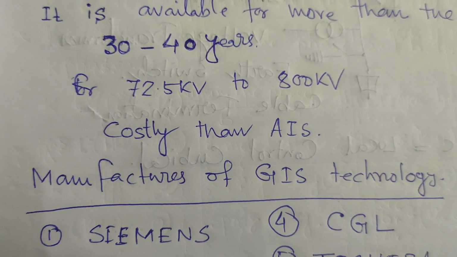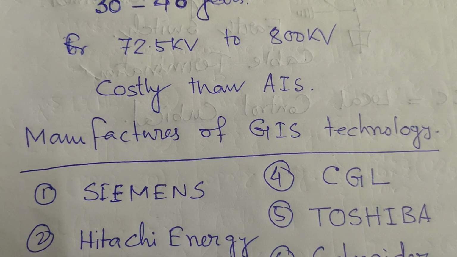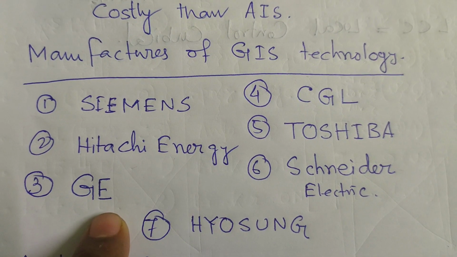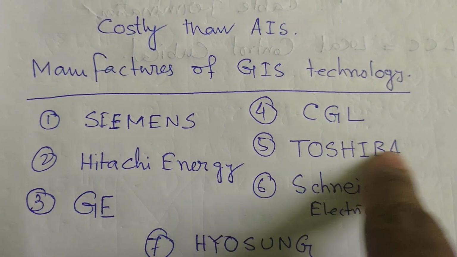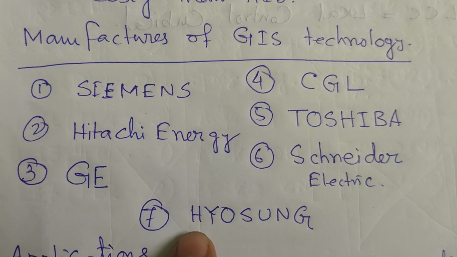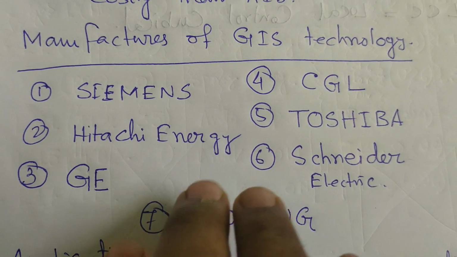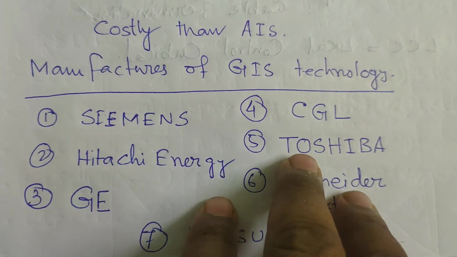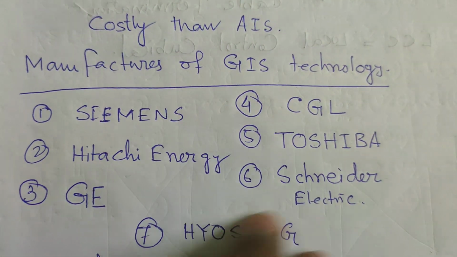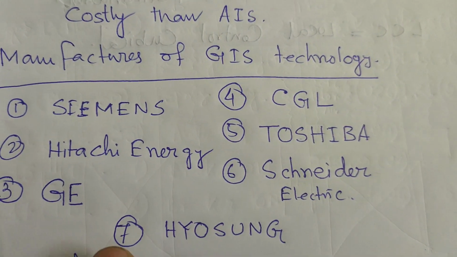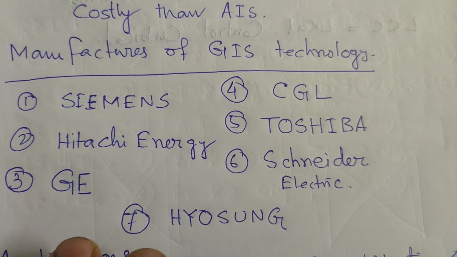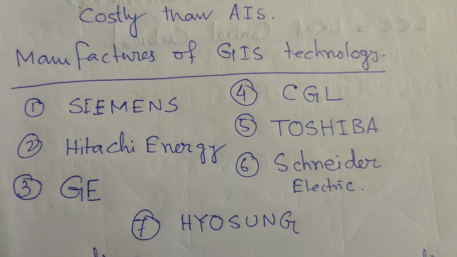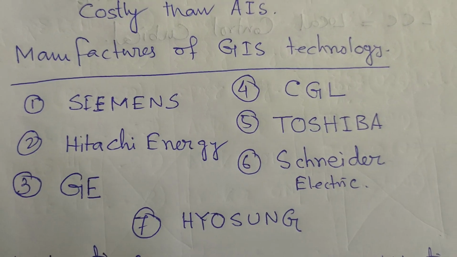And now we are discussing the manufacturers of the GIS technology. Nowadays Siemens, Hitachi Energy, GE (General Electric), CG (Crompton Greaves Limited), Toshiba, Schneider Electric, and Hoshang manufacture the GIS modules for installations as per your requirements, specifications, or guidelines. You can follow or contact these manufacturers for the installation or starting of your GIS substations.